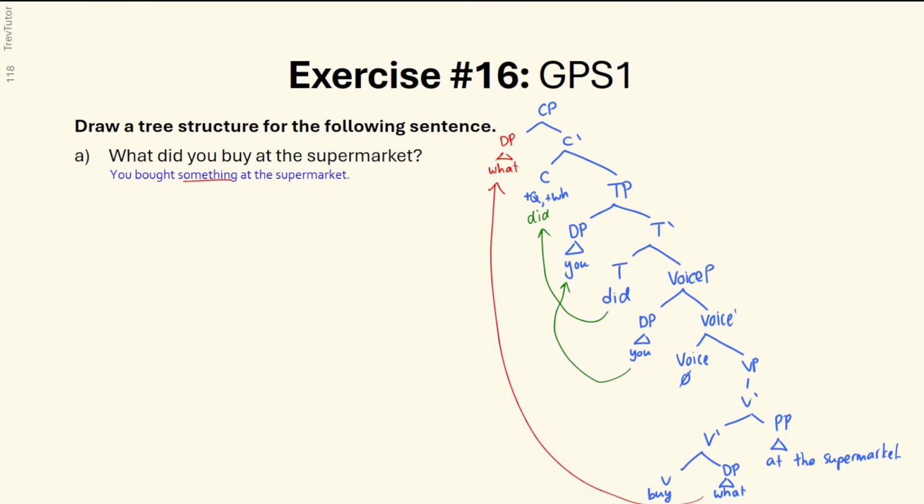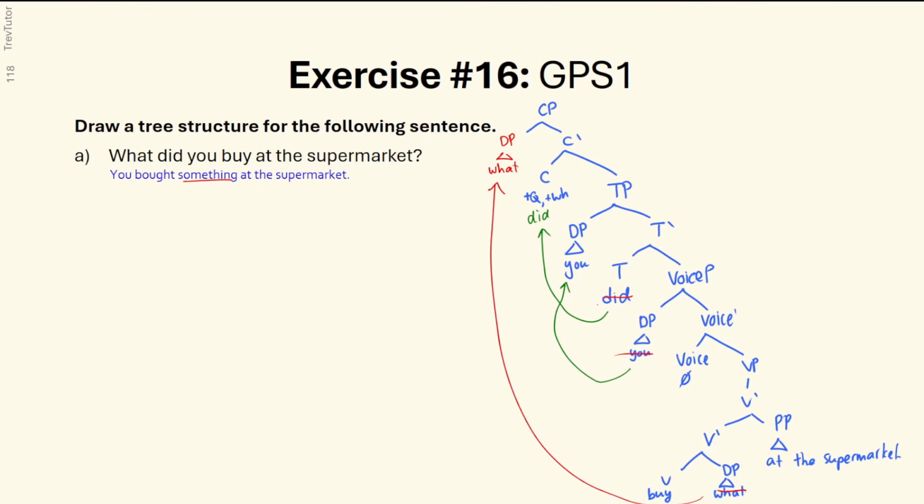So in terms of our final pronunciations, we're not pronouncing the you under the voice P, we're not pronouncing the what as a complement of the verb, and we're not pronouncing did in its original tense position, so we're going to get the sentence, what did you buy at the supermarket, in its final form.